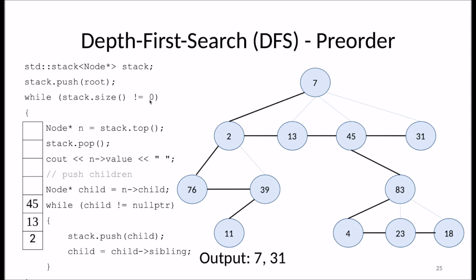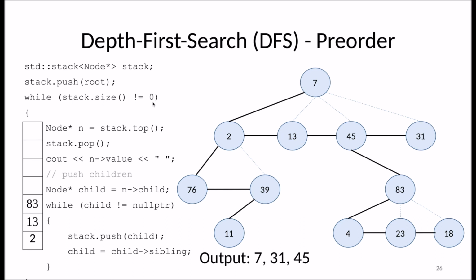The stack size is not 0, so I take the top of the stack, which is 45. I output it, and then I get the first child of 45, which is 83. So the child is not null. I push it onto the stack, and then I get 83's sibling. The sibling of 83 is null, so this ends the loop here. And now I'm at the output 7, 31, 45.